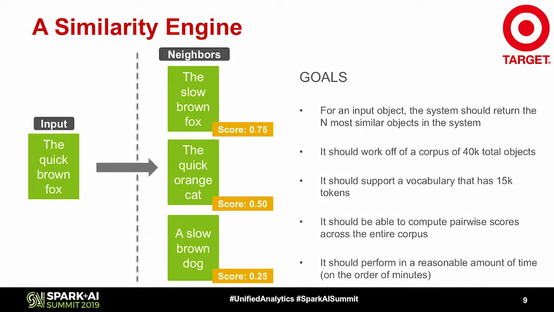So to get everyone on the same page, the goals of the system that we wanted to build: we wanted to provide one input object, or a whole bunch of them, and the system needs to return the n most similar objects, where we could configure n to whatever we wanted. And with the results that are returned, we want pairwise scores that are understandable, so we can tell what's a better result versus another.